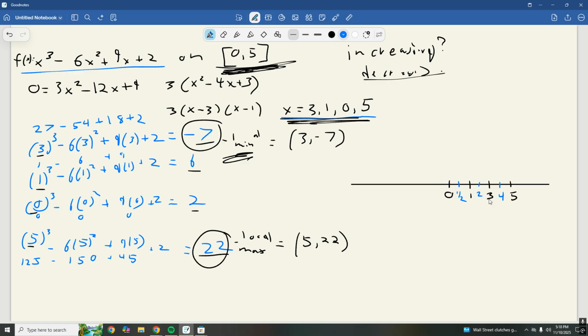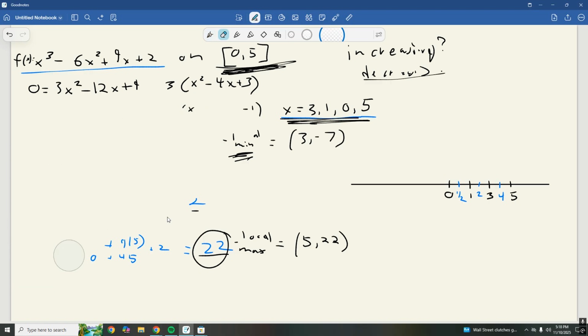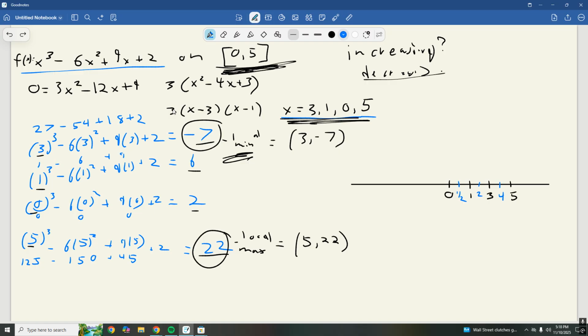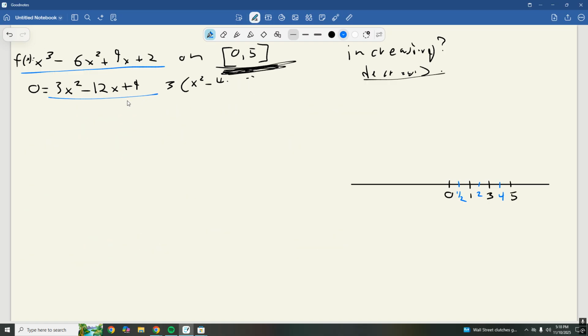Now we just need to plug it into our derived function. I was just checking if it was our derived function or regular function, but it's our derived function. So I'm going to go ahead and make some space here. Alright, now let's plug it into our derived function. This is our derived function.